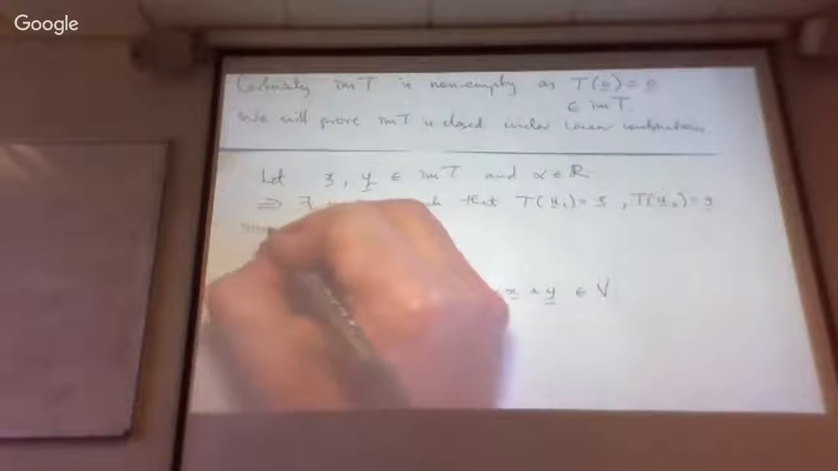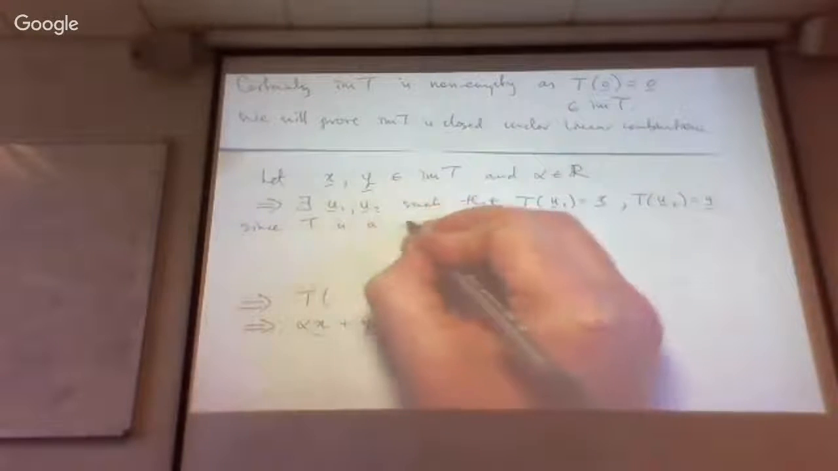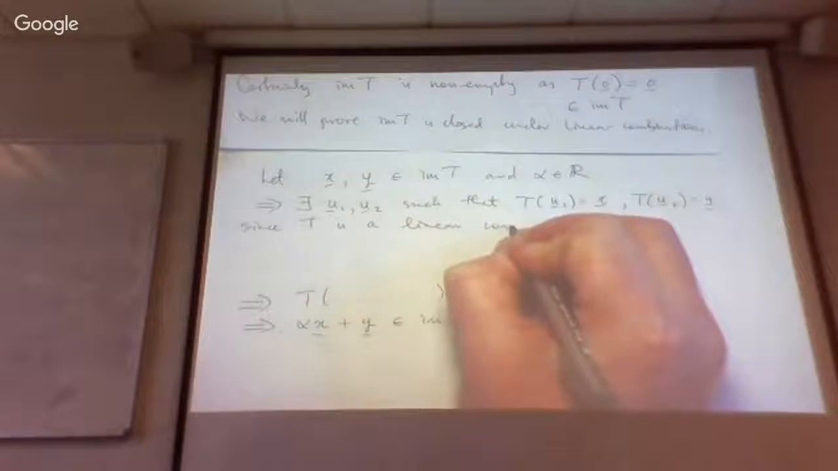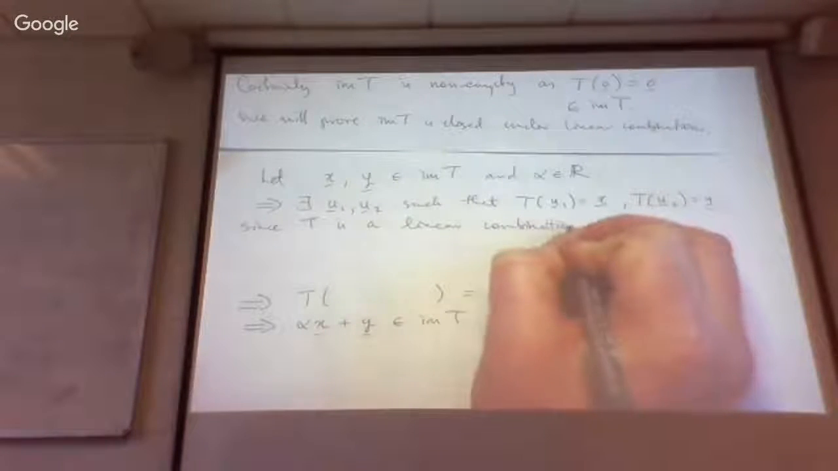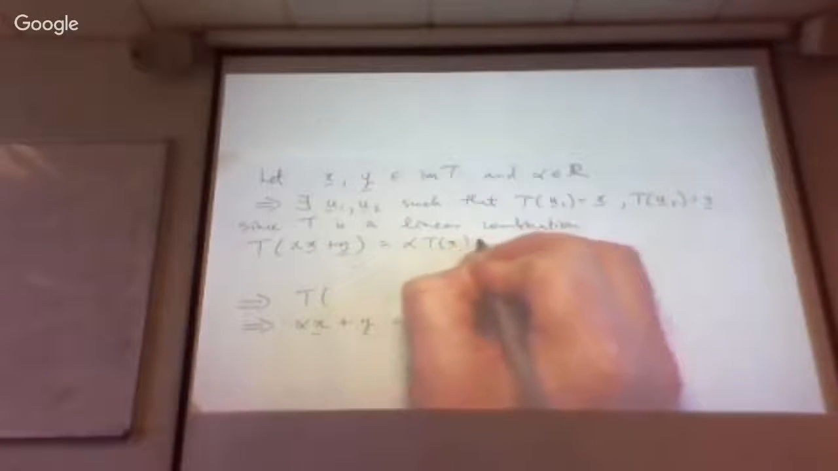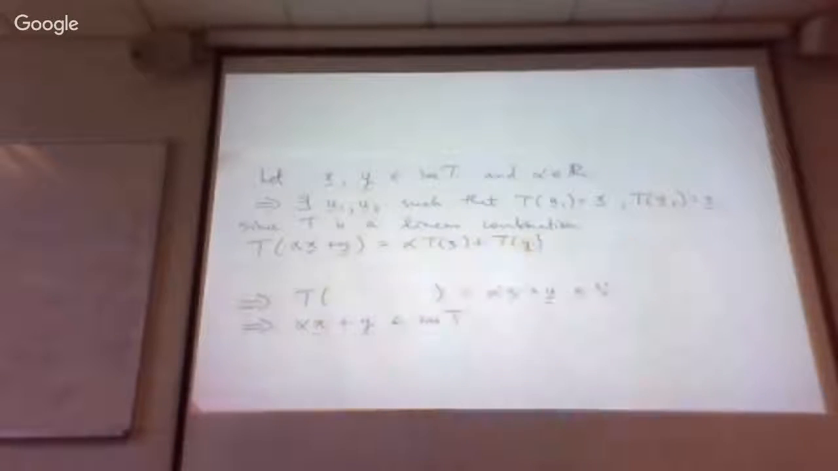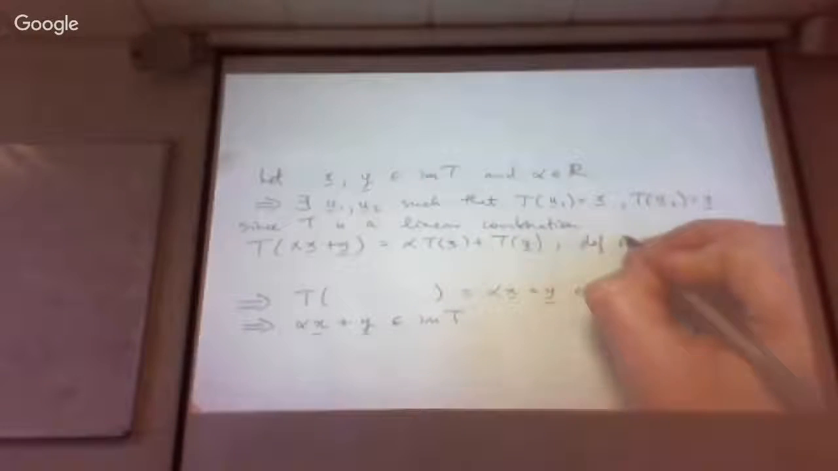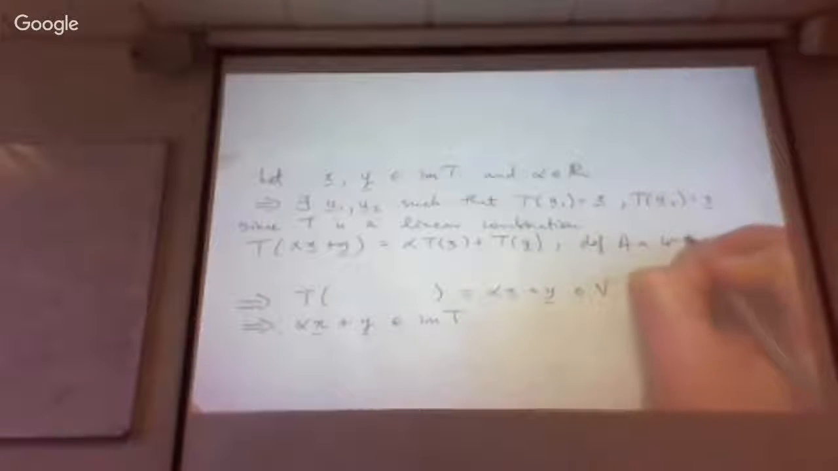And then since T is a linear transformation, and you see, I took the time to write down the definition of that above. This is crucial. So I just feed x and y into this here. T of alpha x plus y is equal to alpha T of x plus T of y. That's just the definition of a linear transformation.